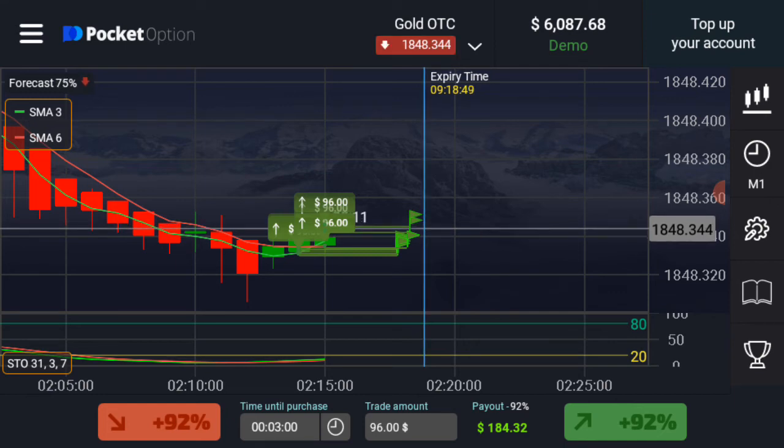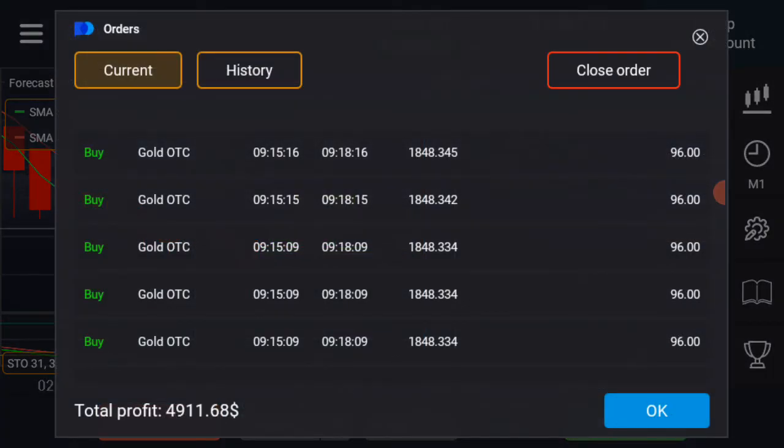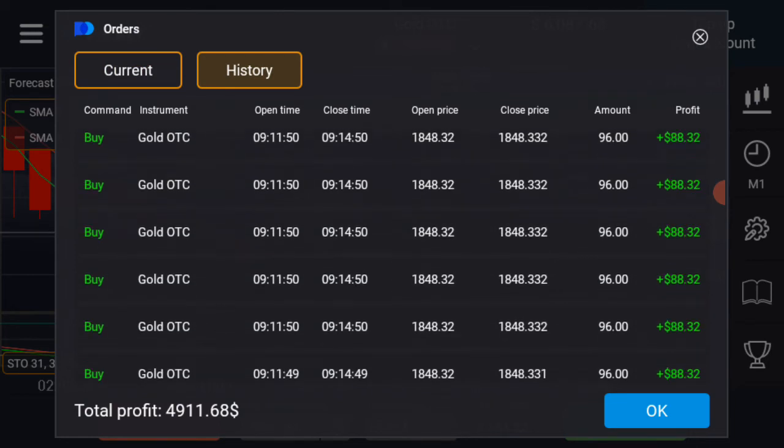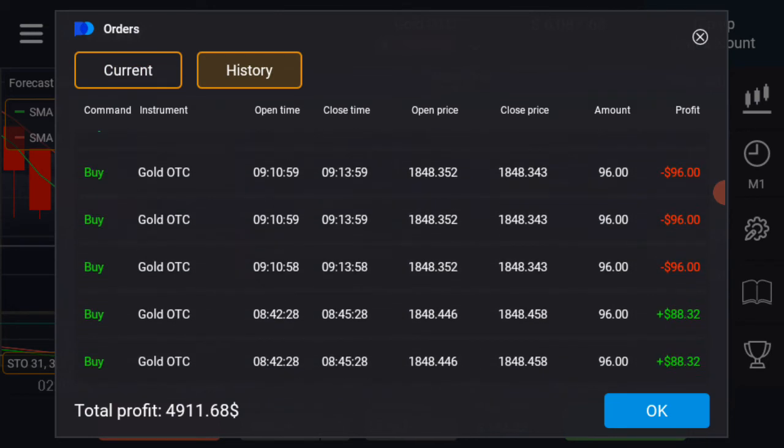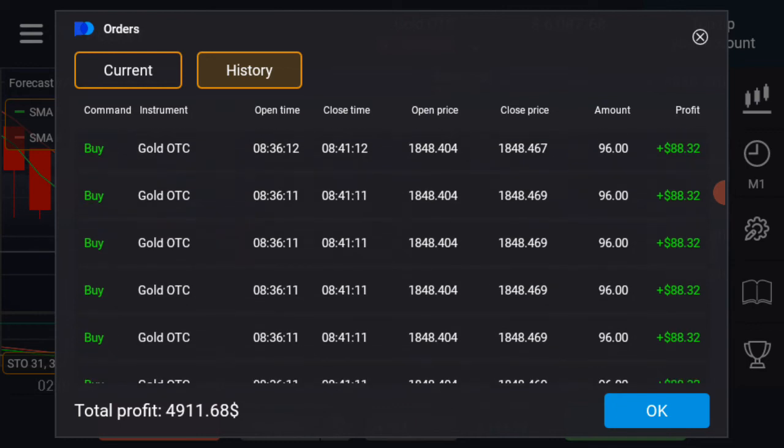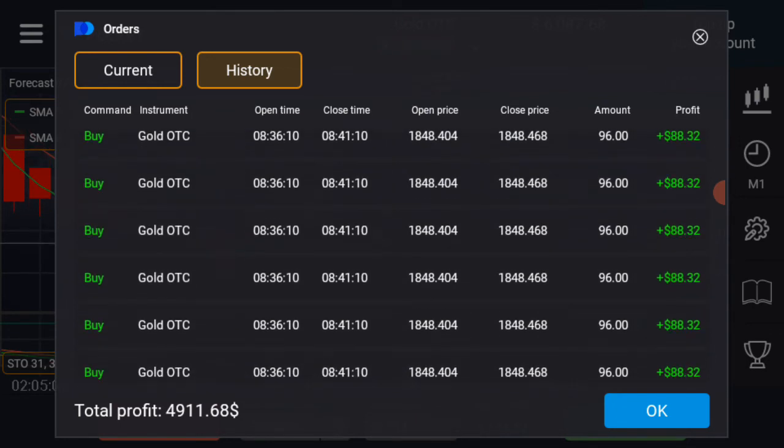This strategy, you can see, if I go to history, it's deep profits. Yeah, I lost a little bit there, but look at the greens. Look how long the green streak is.